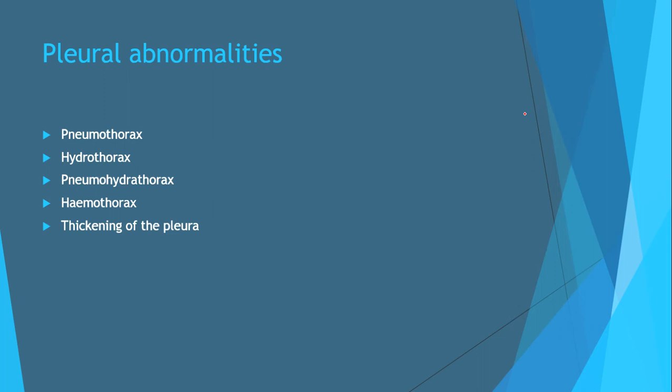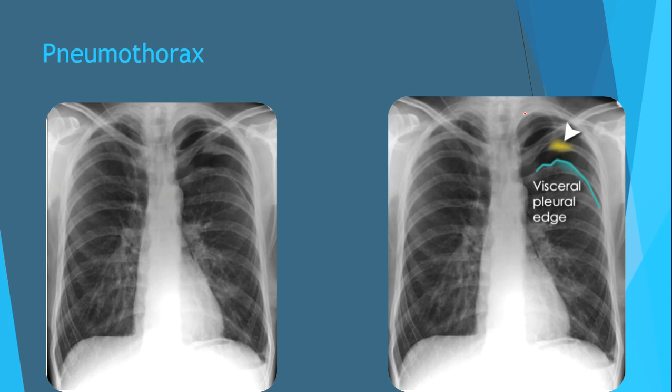Now we talk about pleural abnormalities. We can see pneumothorax, hydrothorax, pneumohydrothorax, haemothorax, and thickening of the pleura. Pneumothorax: we can see that the upper part of the left lung is not a normal lung picture. Because when we see a normal lung picture, we can see some vessels. It's an irregular structure, and here we didn't see any vessels.